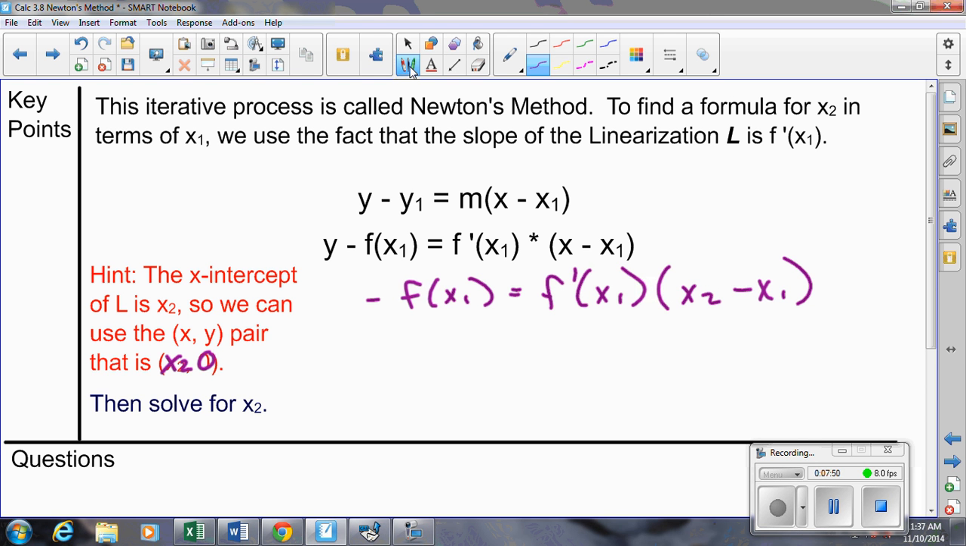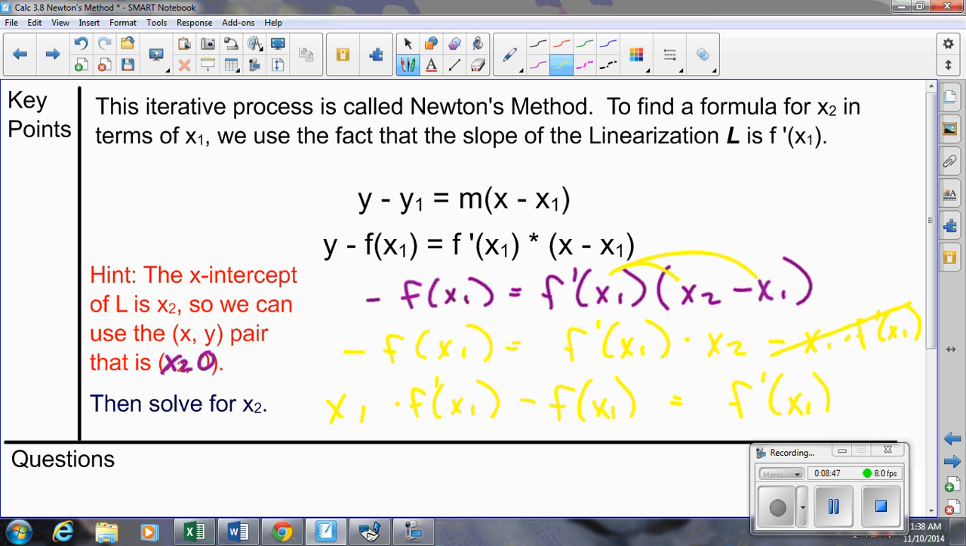And all we're going to do now is solve this so that we have x2 equals blob. By solving it so that we have x2 equals blob, it will give us a way to find out what's the next number in the process. So, distribute across. We have f prime of x1 times x2 minus x1 times f prime of x1. Well, if we just add this to both sides, we then wind up with x1 times f prime of x1 minus, I'm sorry, f prime, minus f of x1 equals f prime of x1 times x2.